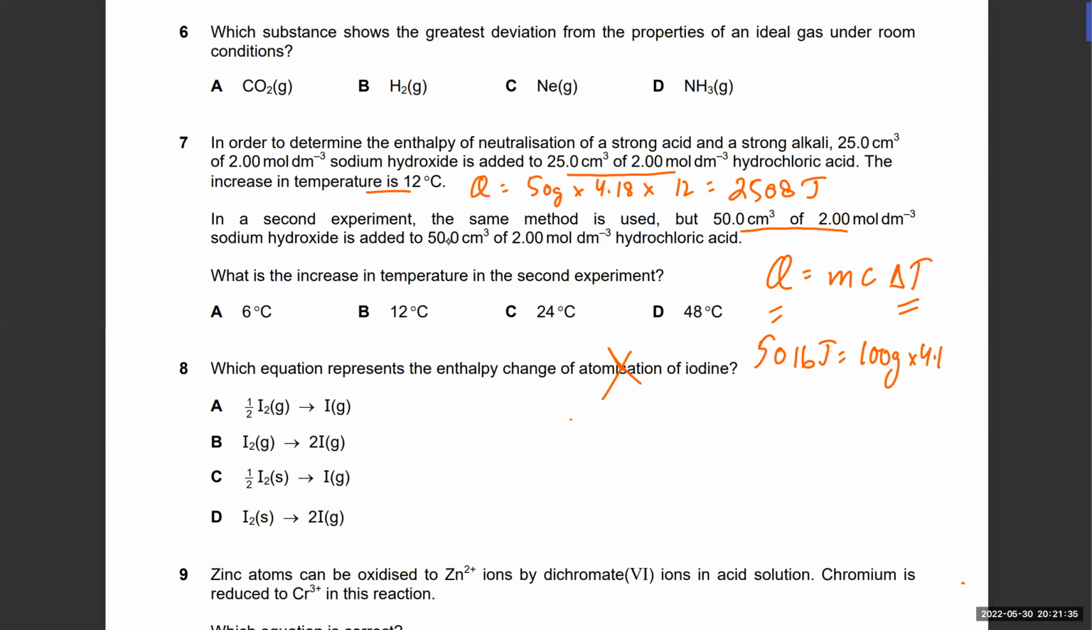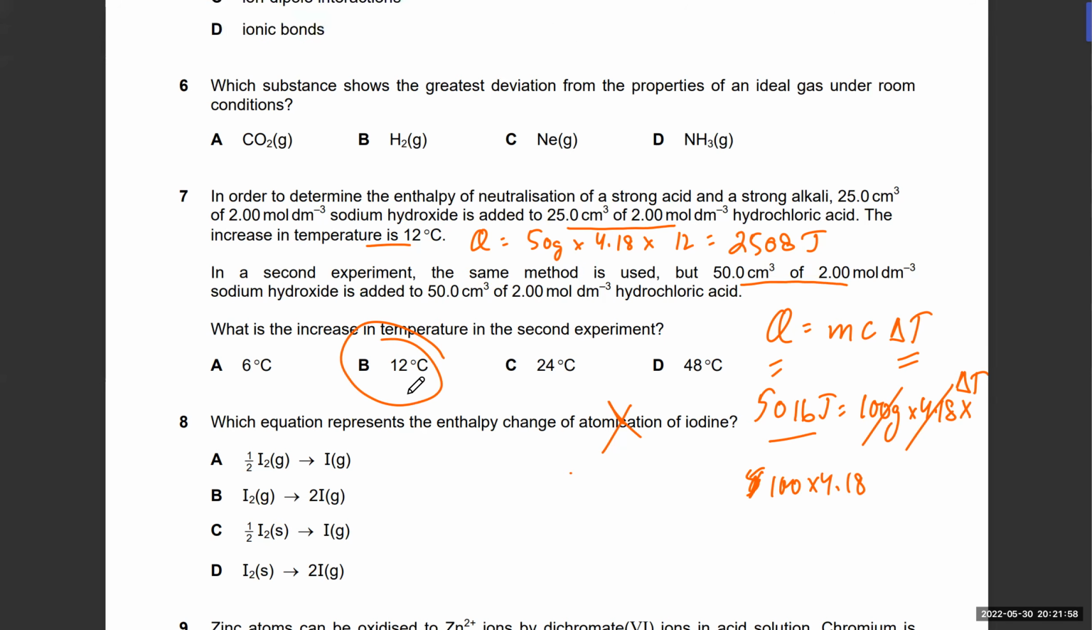C is 4.18 and delta T is what you're going to find out. So it's going to be 5016 divided by 100 into 4.18. What do we get for this? 12. So we're getting 12 again. So it's going to be the same temperature change as the previous one. Is that clear? And also intuitively, remember this.